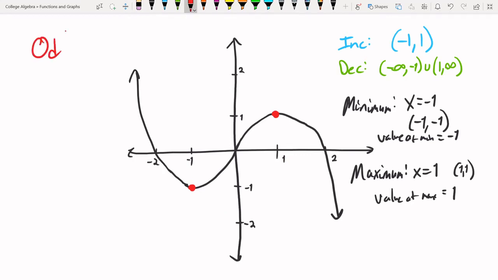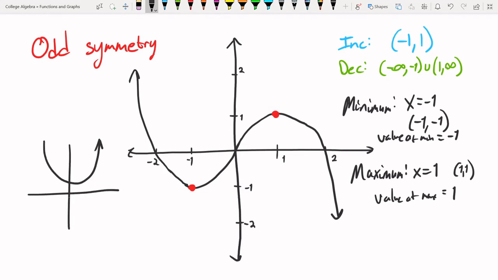This is called odd symmetry. Not odd as in that's weird, but odd as in the parity. Even and odd is called the parity. And this is odd symmetry as opposed to even symmetry. Even symmetry is what looks like this. It's reflectional symmetry. Every point on this side goes to a point on that side, and you can reflect it directly across the y-axis, and you'll get the same point. That's called even symmetry.